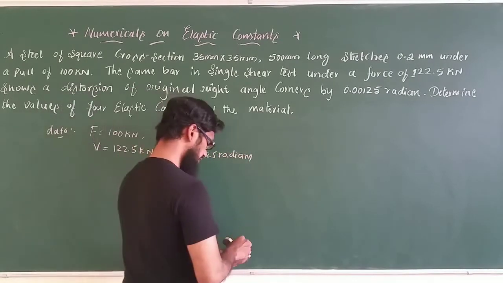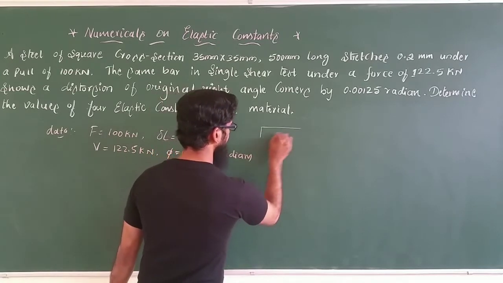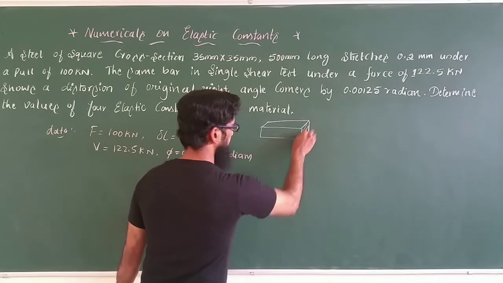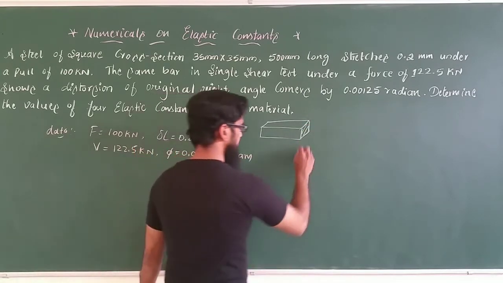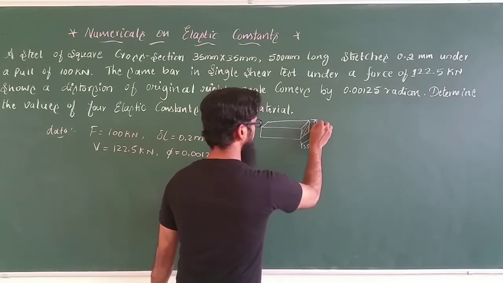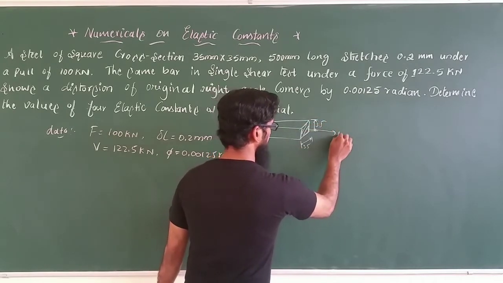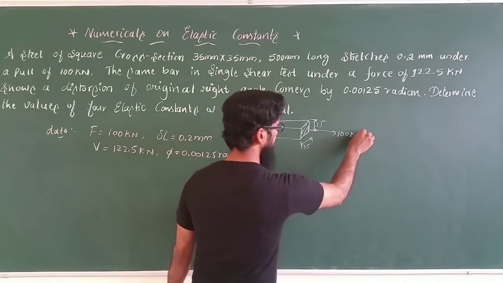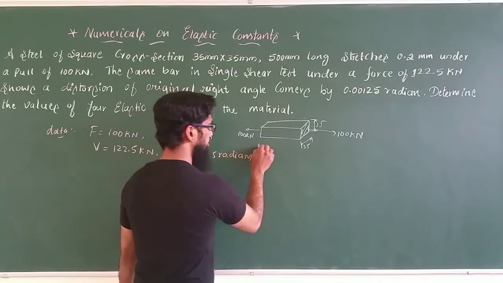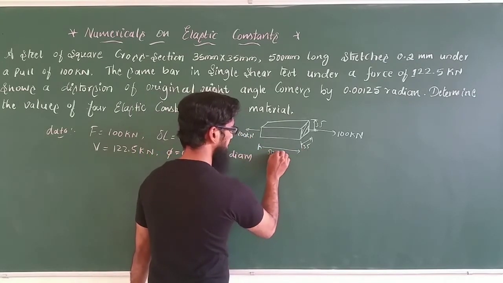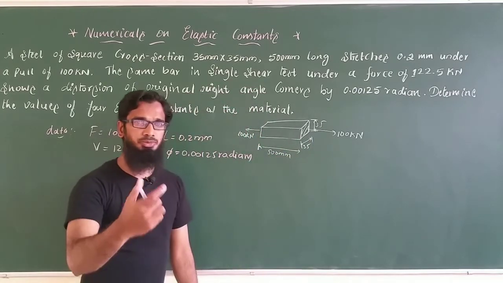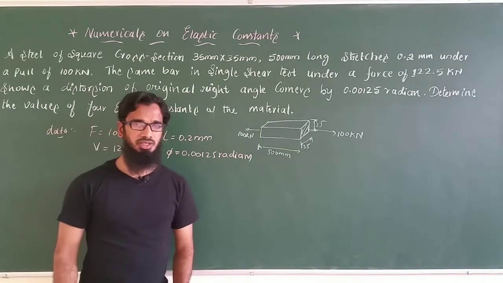Along with that he has given the dimensions of the member. This is the cross section: 35 by 35, the thickness and the width. This is the 100 kilonewton axial load. The actual length of the member is 500 mm, and because of this load the length increases by 0.2 mm extra, which is the change in length in the x direction.